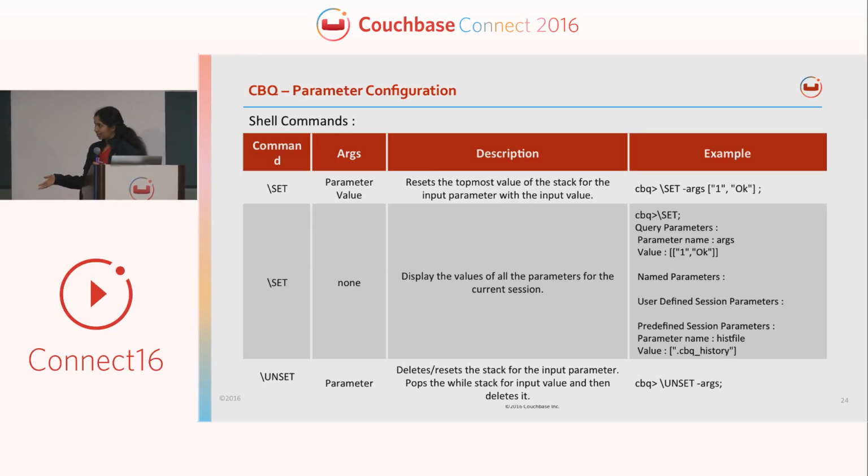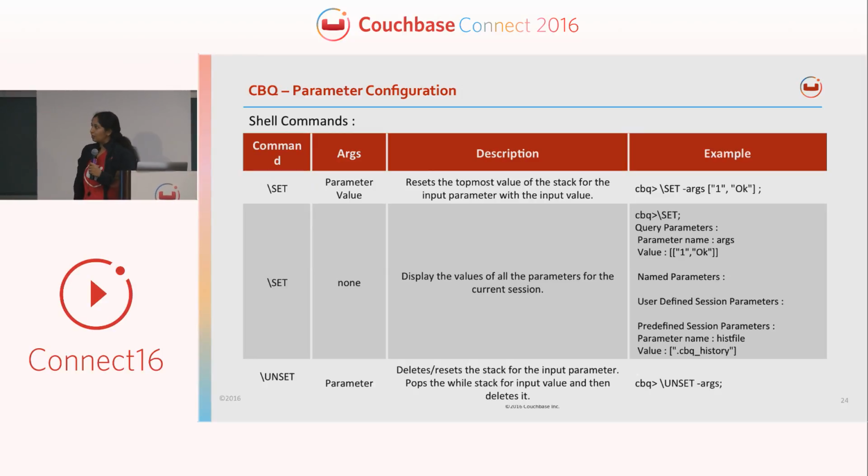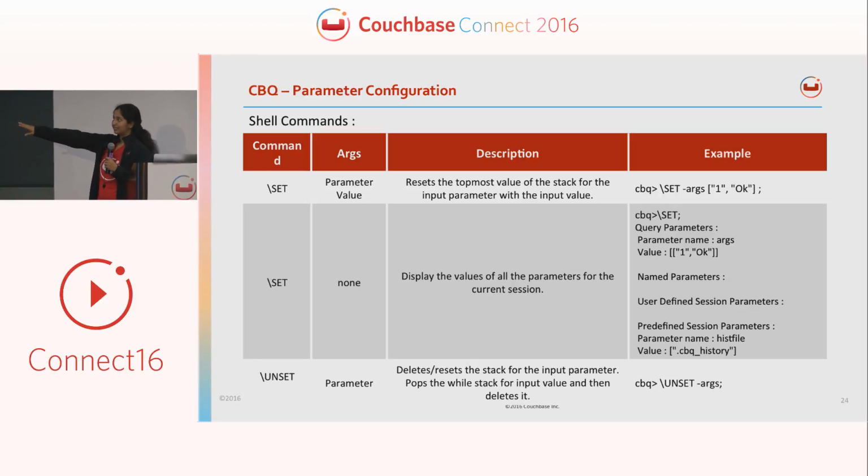So what do these commands actually do? If you don't pass in any arguments to the set command, it's going to display all of the parameters you've set within your session and all of their values. You can see an example here. Since I just set args and it's a query parameter, it's going to be displayed below the query parameter, and it's going to give you the value. And then we also have a predefined session parameter for this session, which is hist file. That's where I'm sending all of my queries, so that's where the history is stored, .cbq_history.